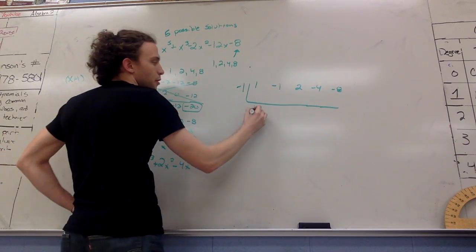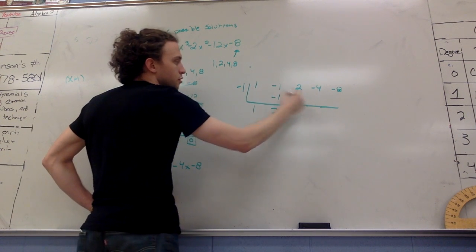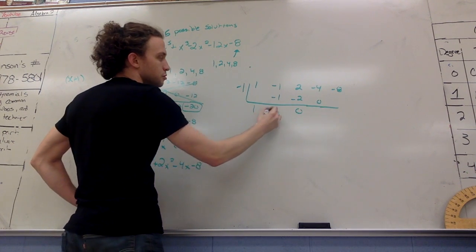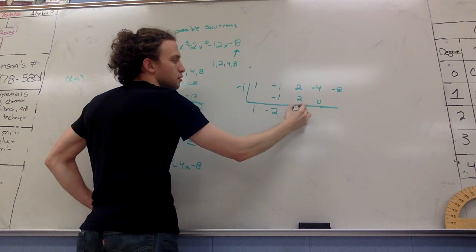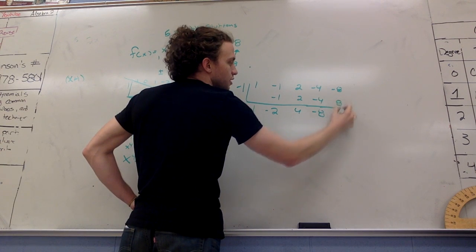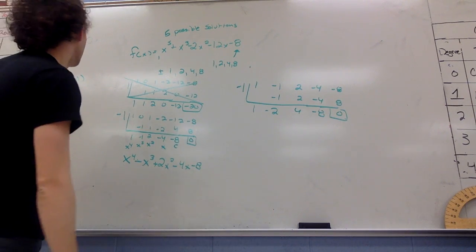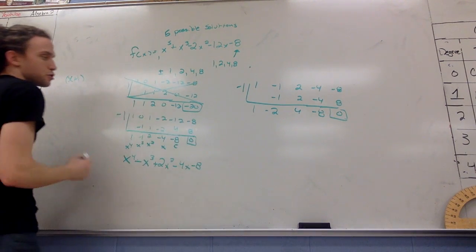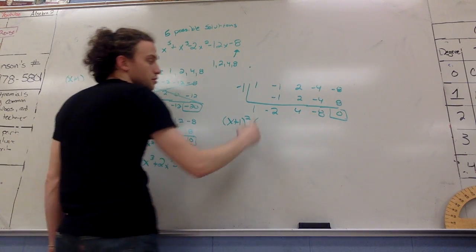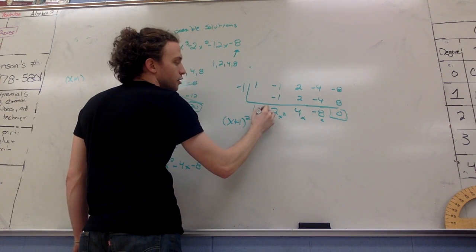look here, I'm saying, okay, bring down my 1, multiply these, add these, multiply these, add these, multiply, add, oops, this should be negative 2, this should be positive 2, that should be 4, negative 4, negative 8, positive 8, and 0. Okay, so I have a repeated solution at negative 1 then. So I have x plus 1 times x plus 1, or x plus 1 squared, times, this gives me my constant, my linear, quadratic, and cubic.